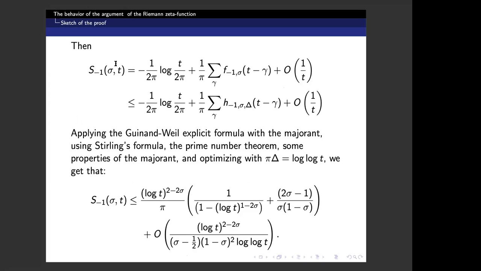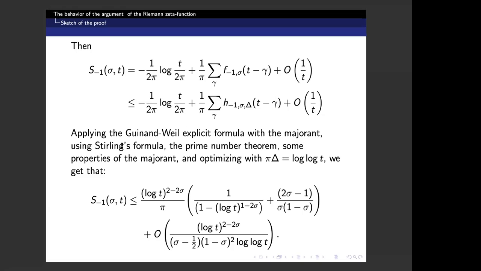So the idea is the following. For instance, for the function s minus 1, we had this representation lemma. Now we can replace this function f by the function h. So this is an inequality here. And then we can apply the Guinand-Weil explicit formula now, because our function satisfies our condition of decay and is analytic. It's a function of exponential type, so it's analytic and has a nice decay. And exactly, we can use the Guinand-Weil explicit formula here.